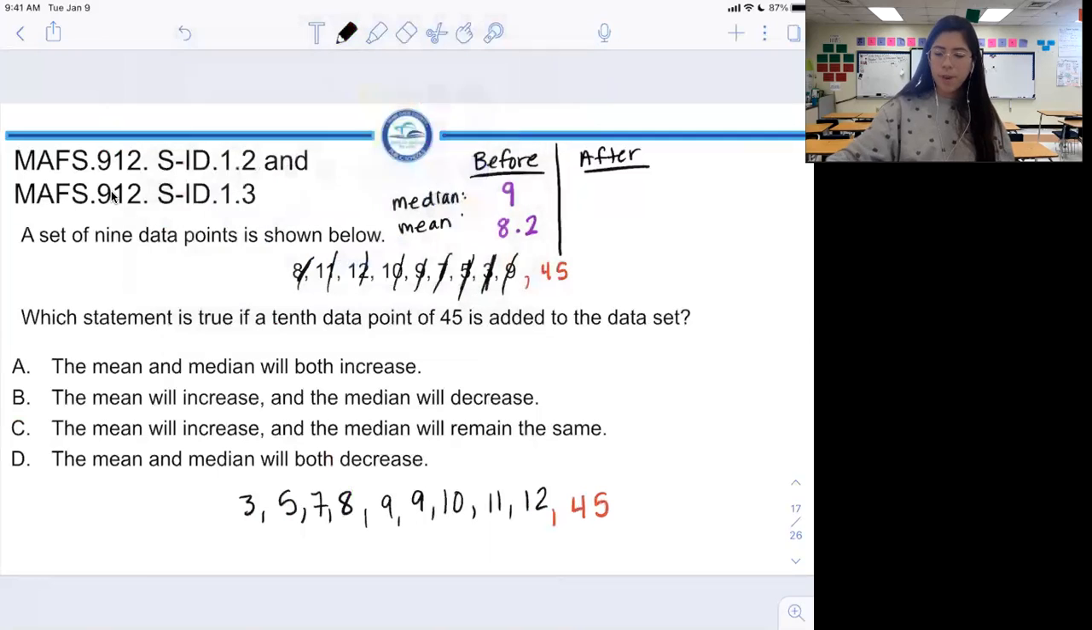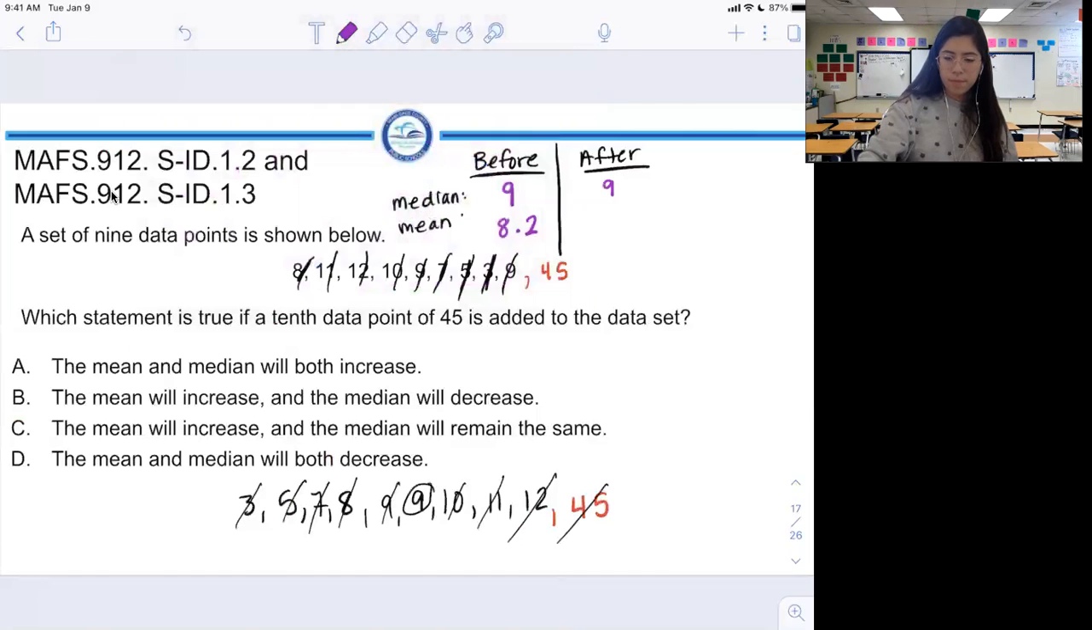We're going to add that 45 now. Do I have the same mean or a different mean? Let's find out. Different mean. And what about the median? The median is still 9 because there are two 9s in the middle, so they wouldn't change. Yeah, it's still 9. So the mean will increase and the median will remain the same. So C.